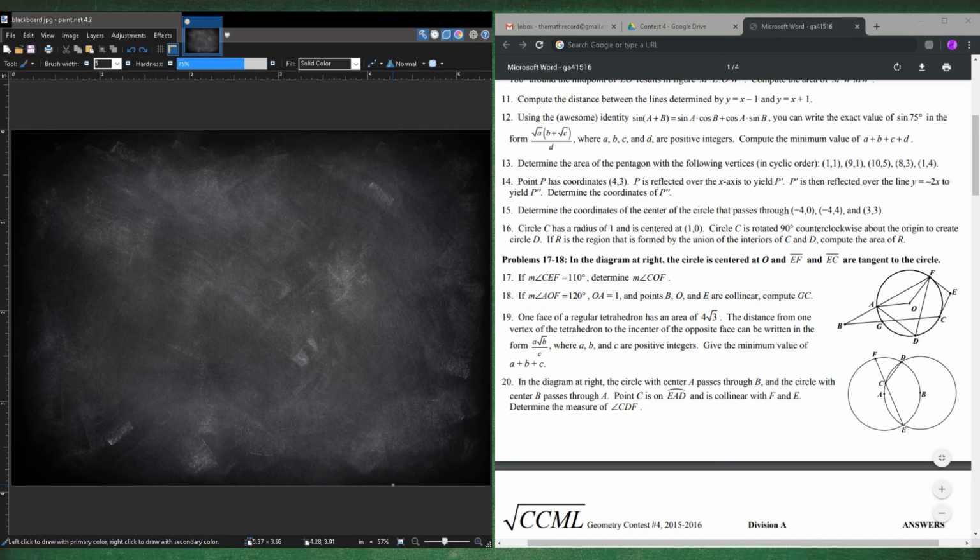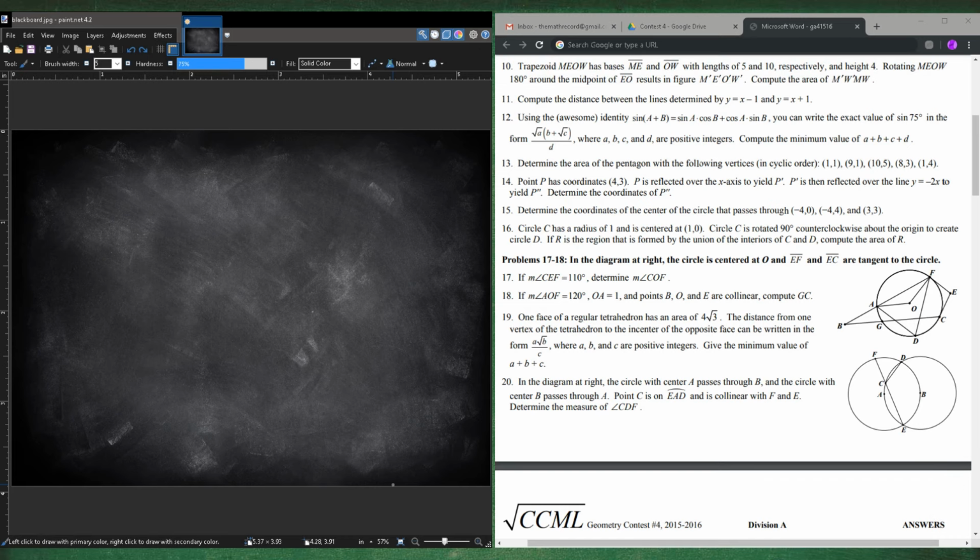Question 19. One face of a regular tetrahedron has an area of 4 square root 3. The distance from one vertex of the tetrahedron to the incenter of the opposite face can be written in the form a square root b divided by c, where a, b, c are positive integers. Give the minimum value of a plus b plus c.